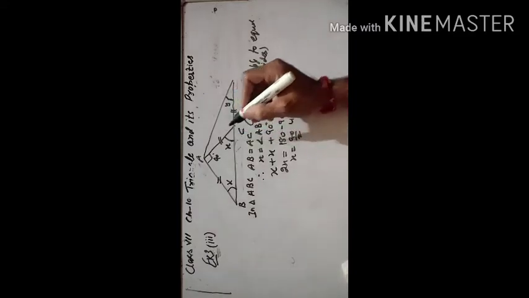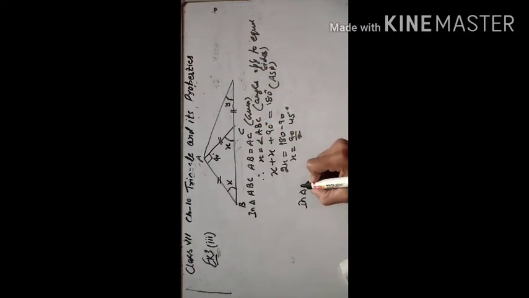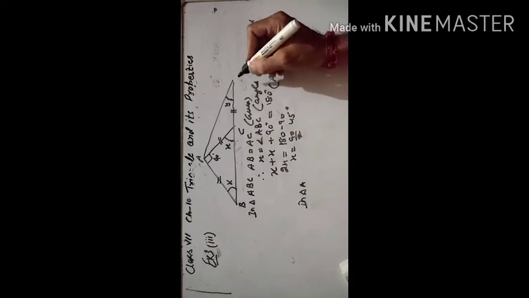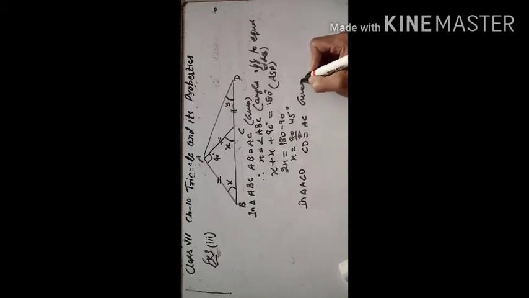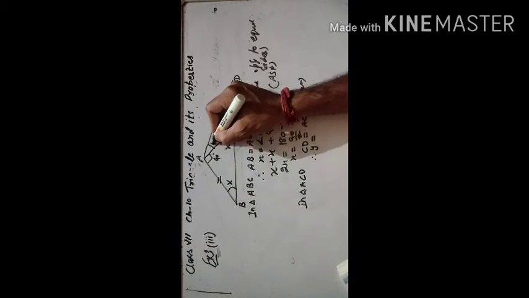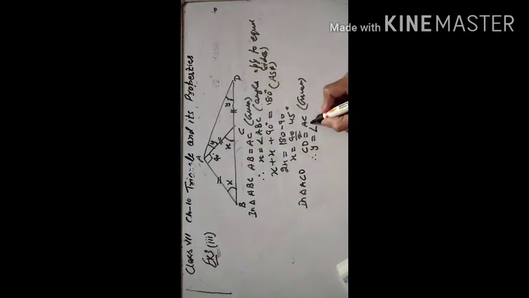Now here in triangle ACD, CD is equal to AC, given. Therefore y is equal to angle CAD, this is also y, angles opposite to equal sides.